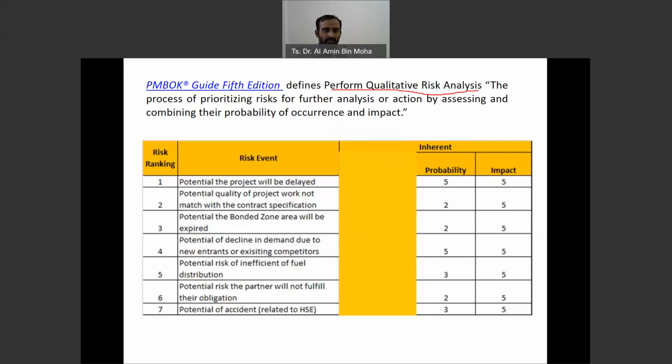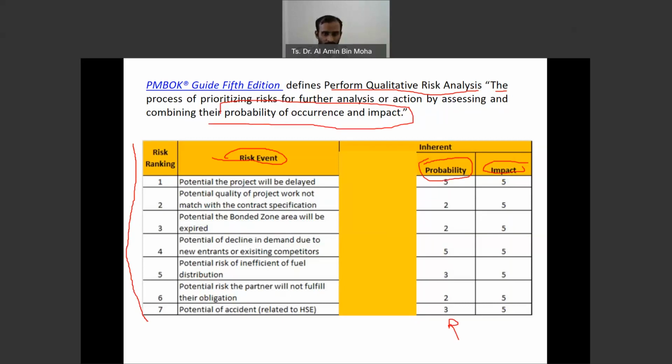So this is qualitative risk analysis, and they give you an example: the process of prioritizing risk for further analysis or action by assessing and combining their probability of occurrence and impact. You see here, you have ranked the risk. This is the risk event that you have identified just now. What you need to do is develop the probability of it, and also the impact. You put a kind of measure.